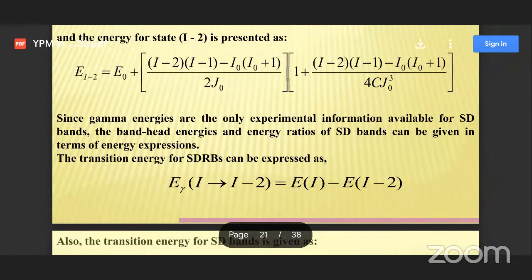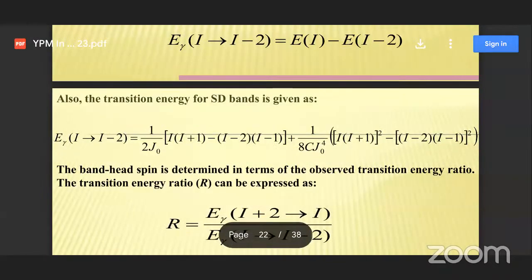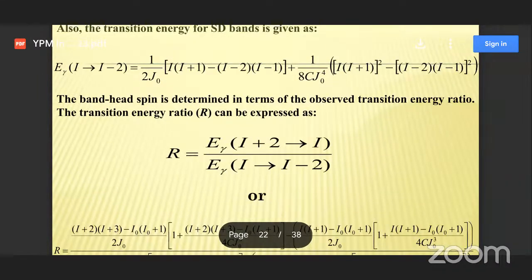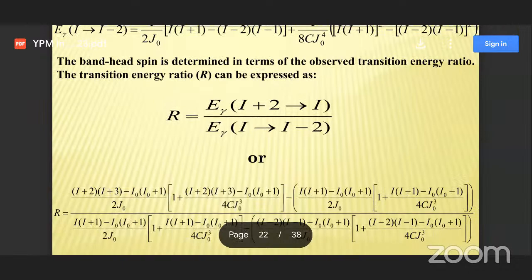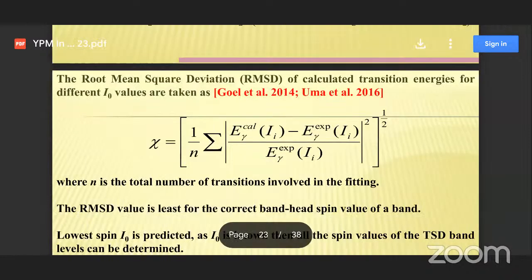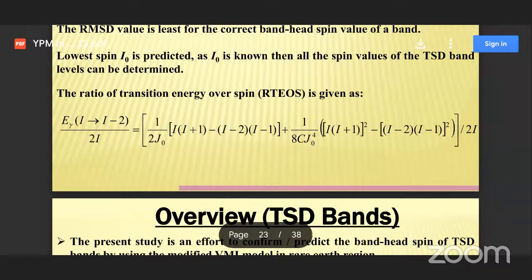So the transition energy for the TSD band is given finally by this expression, which is in the elaborated form. And also we have observed the transition energy ratio, which is given by this expression. This is a lengthy expression, so I'm not going into the detail of this. The root mean square deviation method is just to verify whether the spin we have predicted is correct or not. The ratio of transition energy over spin is used in the superdeformed band.